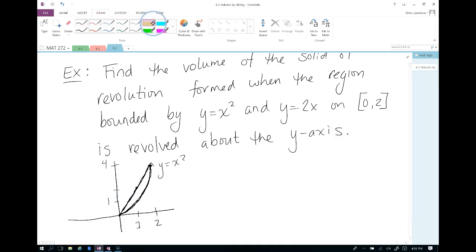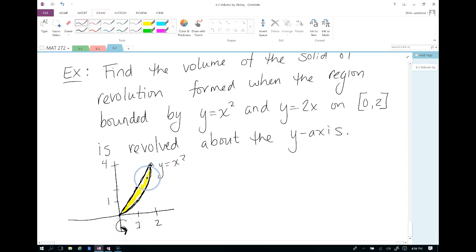So we've got our region here that gets enclosed. And we want to revolve this around the y-axis. Now that's something that's different on this one. Go around the y-axis. This is supposed to be an arrow. I know it's not very clear.